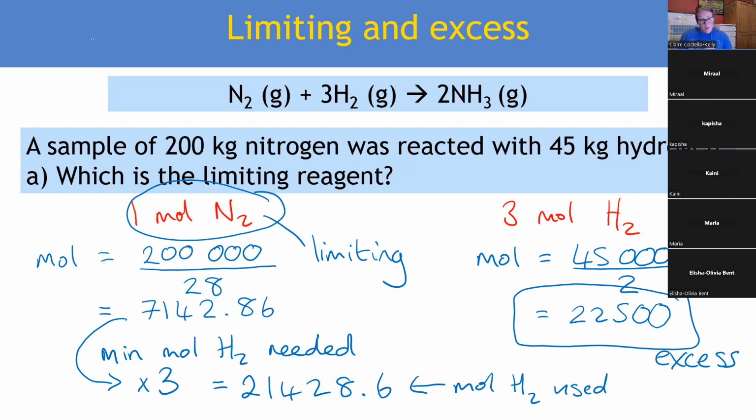So you can't always tell by the masses, because obviously I have a bigger mass of nitrogen. You can't always tell by the moles, so just be careful that you don't stop at that point and go, well, 22,500 is obviously bigger than 7,100, because you've got to look at the ratio in the equation. But that's how we show our working and work out what's going on with that one.